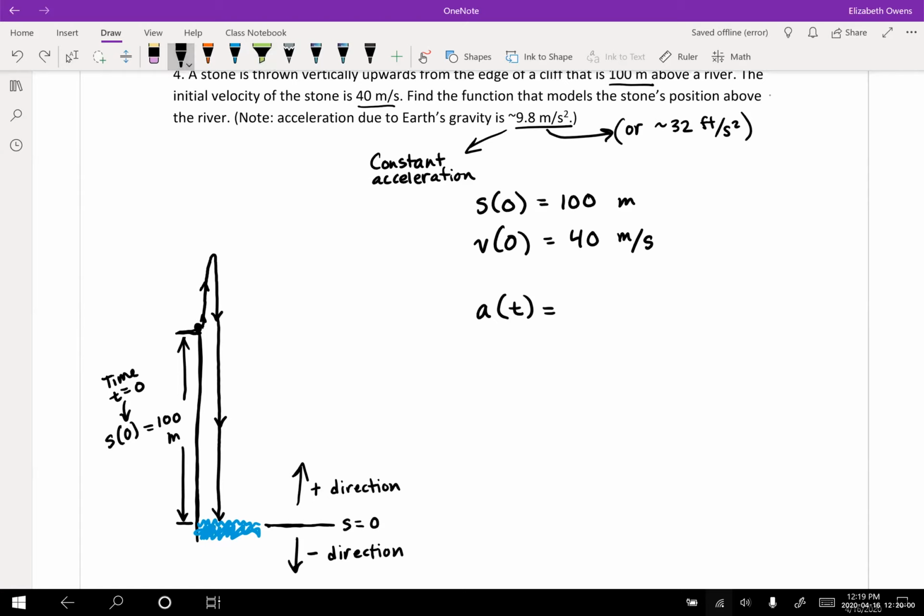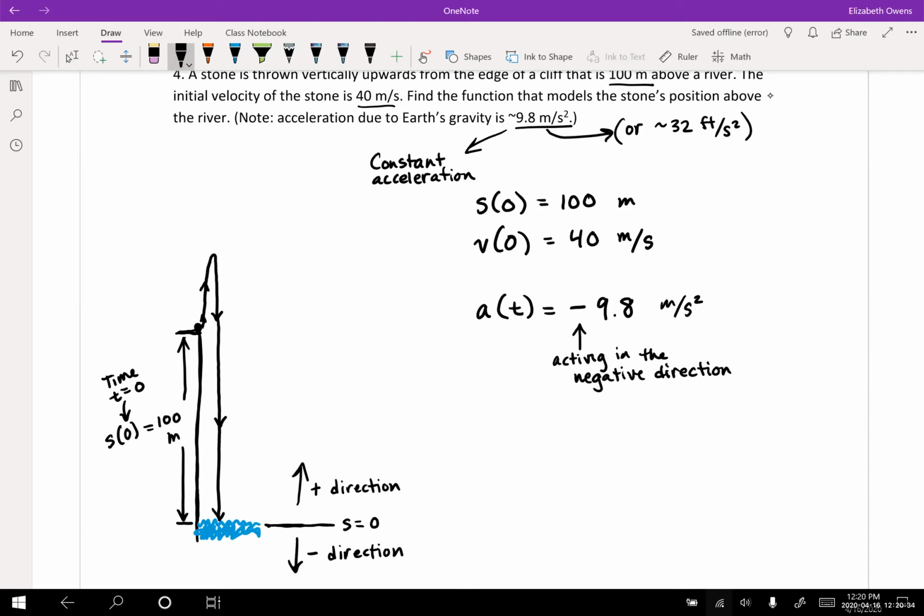So when we write our acceleration function, we're going to be writing negative 9.8 meters per second squared. The units on here are optional. The function itself is a of t equals negative 9.8. And I'll make a little note here that gravity is acting in the negative direction. Okay, that's why we use negative 9.8 instead of positive.